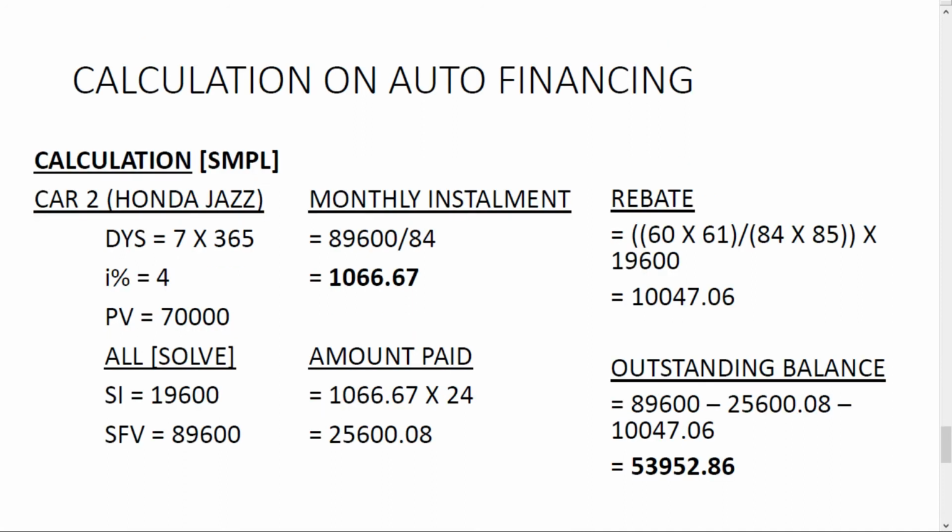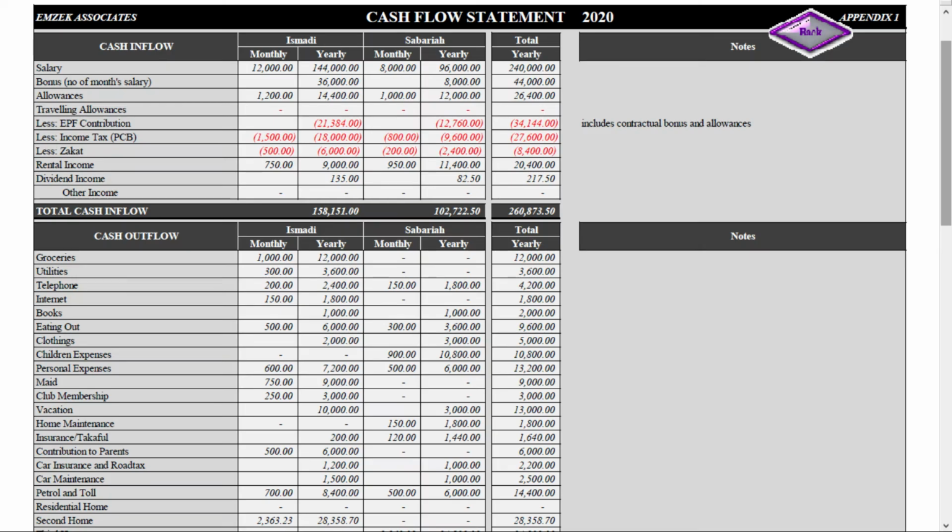Similarly, for the second car bought by Sabariah, you can use the same method to get the monthly installment and also the outstanding balance of the car. Okay, now let's look at the cash flow statement for Ismadi and Sabariah. As you can see in the cash inflow, we have a salary for both of them. We have a bonus based on the number of months per year.